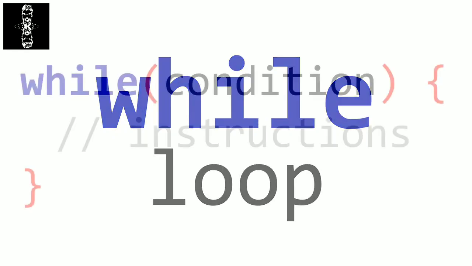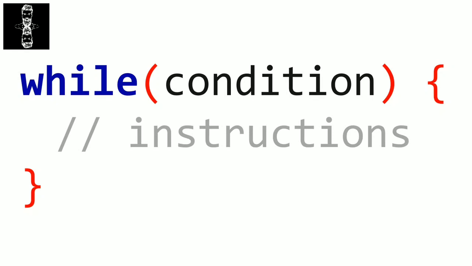Welcome to this video where we will talk about the while loop. The while loop is one of the three types of loops in the C language. It has two components, the condition and the instructions. Before diving into the syntax, let's see how the while loop works.